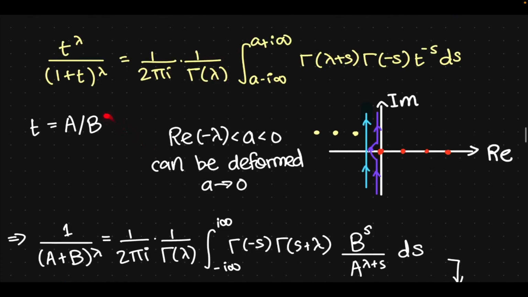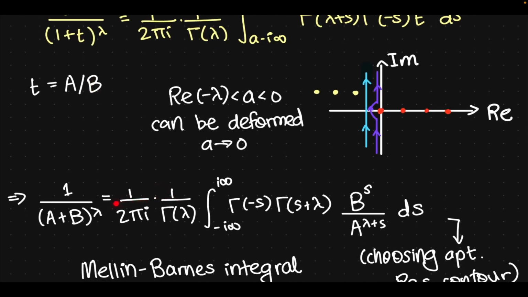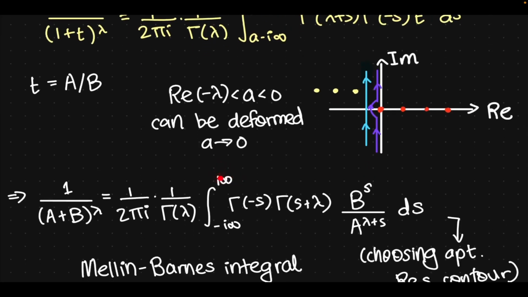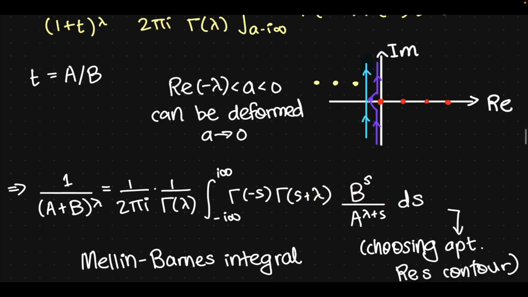Now moving on, we have this formula in yellow from the inversion of the function we Mellin transformed. So let's take t equals a over b. So we have 1 over (a plus b) to the lambda equals 1 over 2 pi i times 1 over gamma of lambda. And now, since I've chosen a standard location for the real part of s, which is a, I can just remove that from now on and assume that, because that's the standard choice. So the integral from minus i infinity to i infinity of gamma of minus s gamma of s plus lambda, b to the s over a to the lambda plus s, ds.